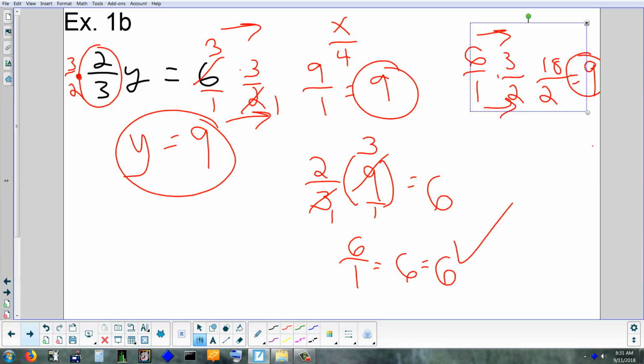So again, when you have to check it, don't get freaked out because you have a fraction. For multiplying fractions, to make it look a little bit nicer and easier to follow, just put it over 1. That's all you need to do. You guys can do that. So that's example 1B. Questions so far? Again, it's all just one step, basic stuff.